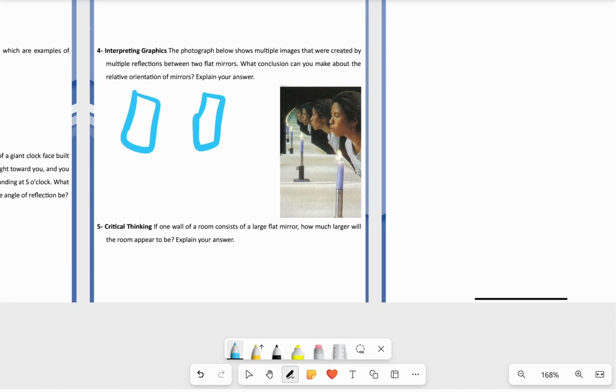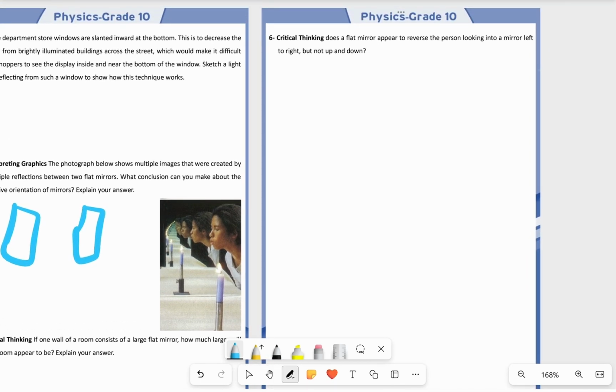If one wall of a room consists of a large flat mirror, how much larger will the room appear to be? Explain your answer. Basically, if there is a mirror inside a room, it's going to reflect the space behind you, creating the illusion of a larger space. Let's say the space behind you is 2 meters. Inside the mirror is also going to be 2 meters. So it's going to appear to be 2 times larger than the actual size of the room. But in reality, it is just the same size. It never changes. It's just an illusion created by the flat mirror in the room.